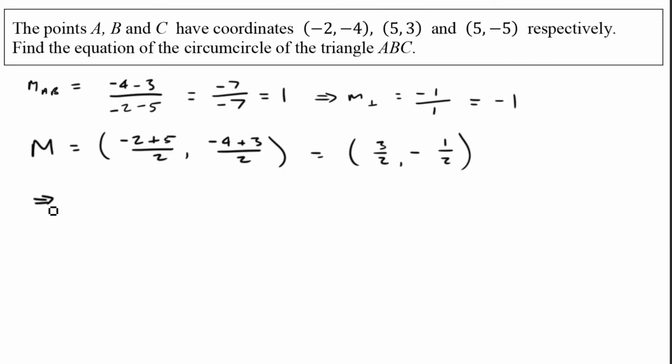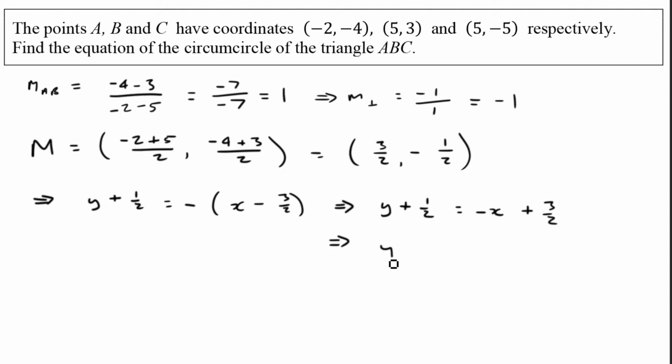Therefore, the equation of the perpendicular bisector is y subtract -1/2, y plus 1/2, is equal to -1 times x subtract 3/2. So we have that y plus 1/2 is -x plus 3/2. Subtracting the half from each side, we have that y is -x plus 1.